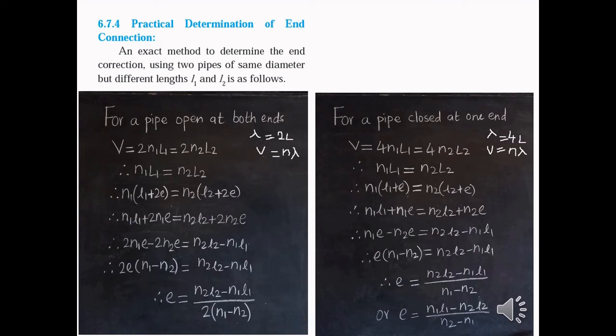So there is a method for the elimination of this end correction. That is, without considering the end correction, how can we find out the velocity of sound and the length correctly? So let us discuss it. See, it is not there in your textbook, but I think that you must know it. So let us discuss it.